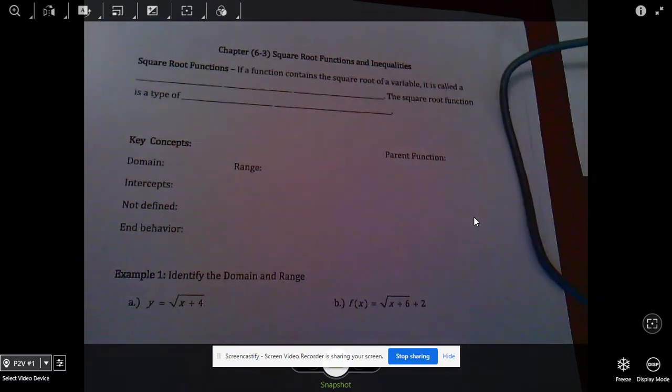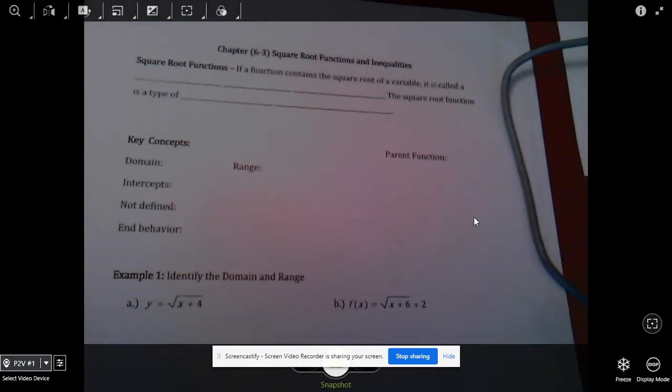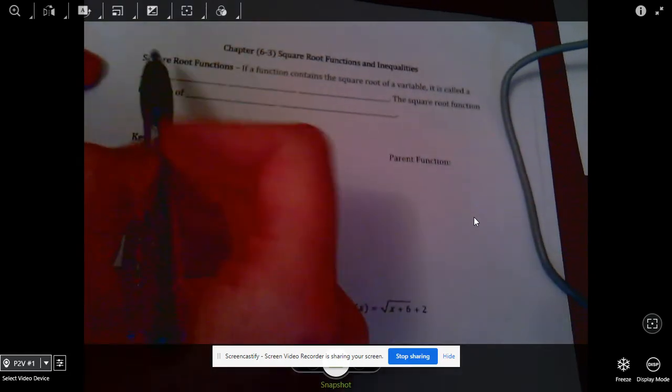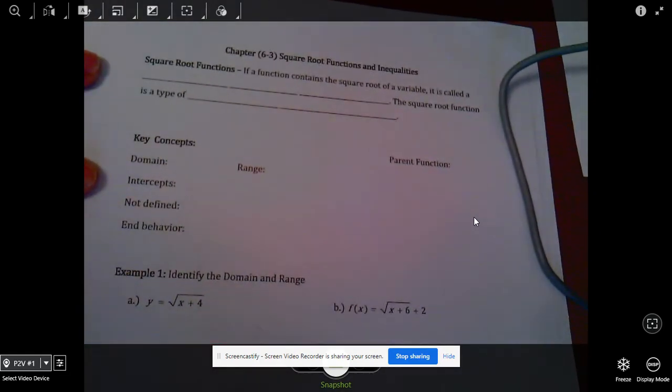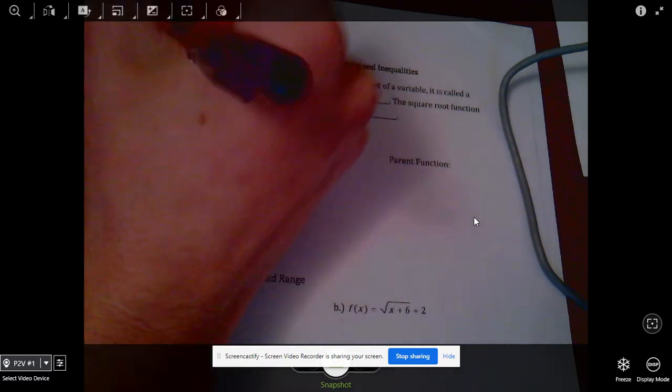Because the inverse of a function is to undo the function. Well, square roots are inverses. If you square a function, unsquaring it would be square rooting. So this is why it falls into that category. When we talk about square root functions, it says if a function contains a square root of a variable, it is called a square root function.